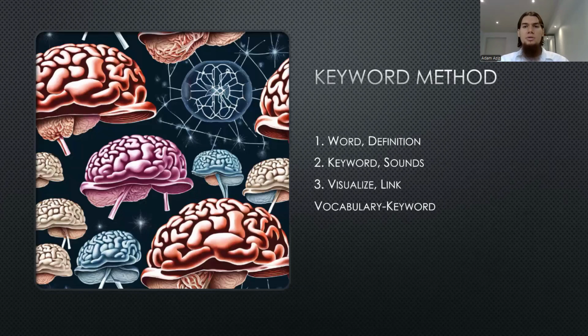So as a review, the 3 simple steps to the keyword method are, number 1, you have a word and its definition. Number 2, you have a keyword that sounds like the word. Number 3, you visualize and link the vocabulary word with the keyword. The free tool that I mentioned earlier to help you implement the keyword method is called ChatGPT. You can type in, help me memorize these 20 Spanish or vocabulary words using the keyword method, and it'll pump out exercises for you.